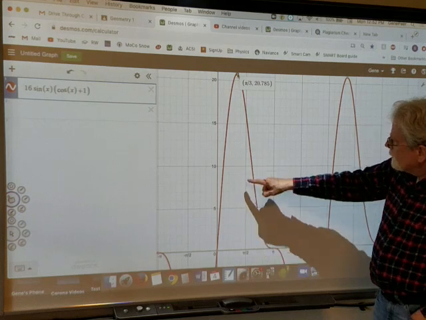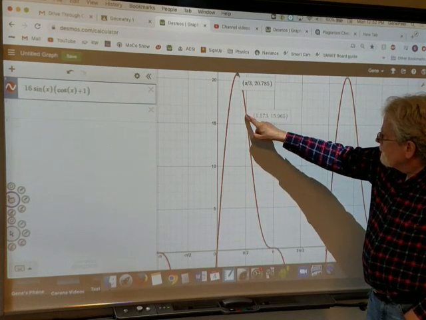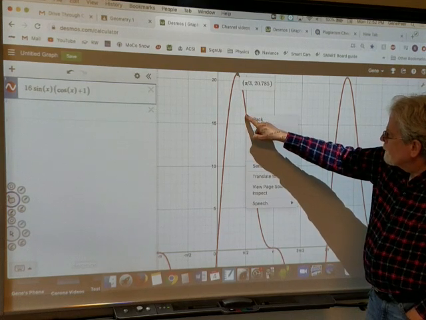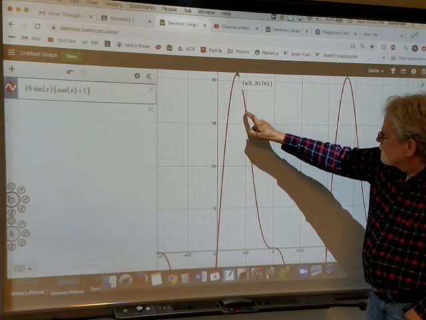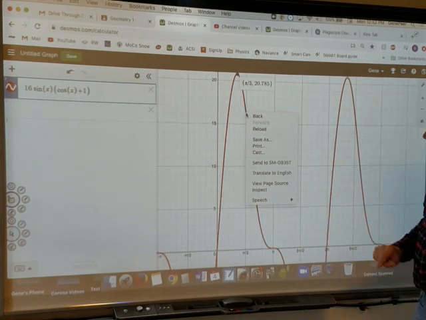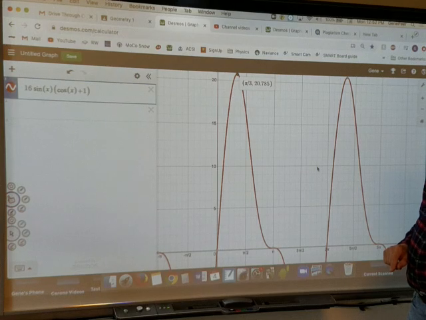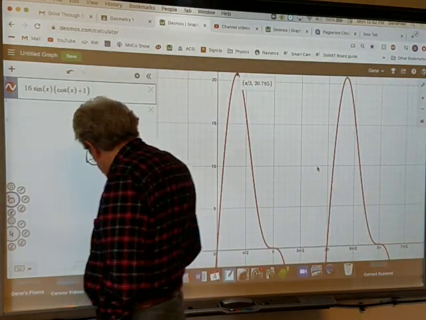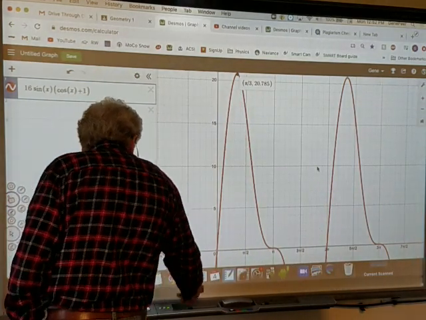Notice at 90 degrees, we were right here. At 90 degrees, we had an area of only about 16 according to Desmos. 16 point something right there at 90 degrees. All right, moving on. I kind of like that problem. That's a cool problem.